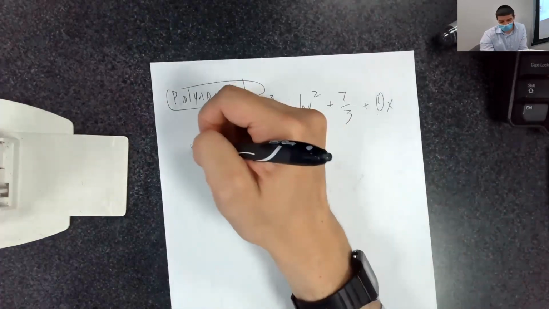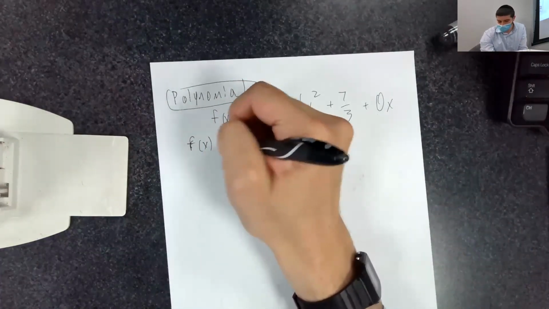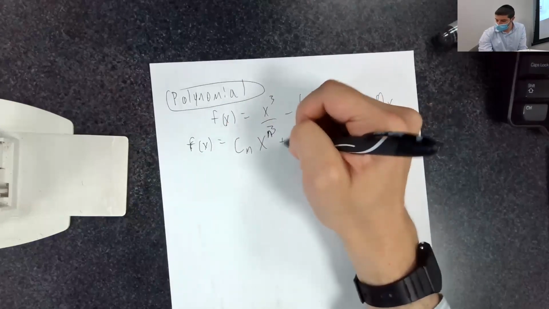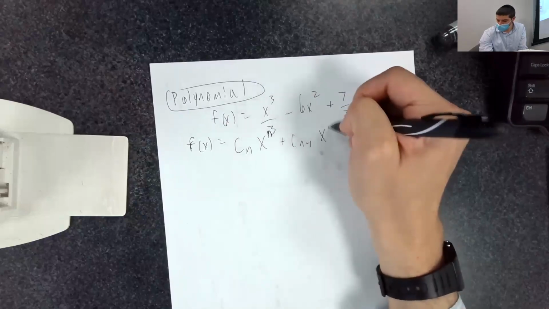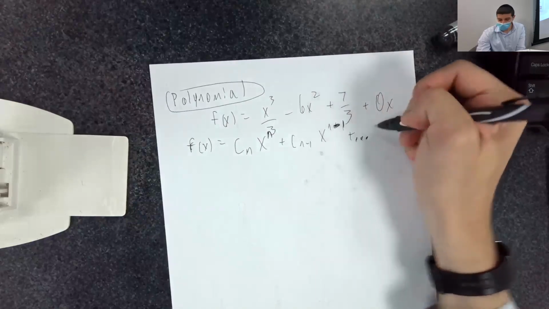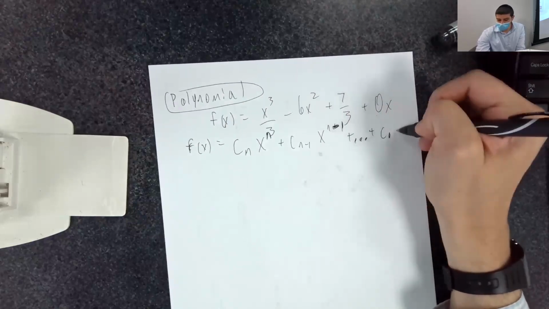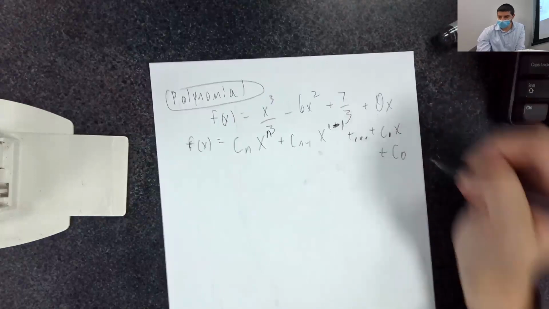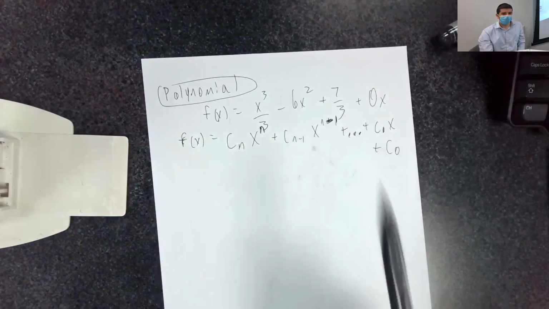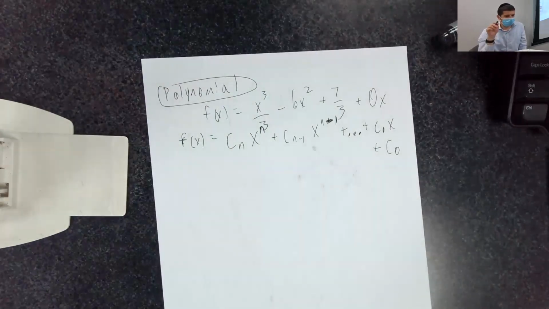So the general form is f of x is c_n x to the n plus c_(n-1) x to the n minus 1 plus ... all the way up to c_1 x plus c_0. All functions that look like this, where you have x with an exponent and a coefficient in front, which is just a number, are called polynomials.